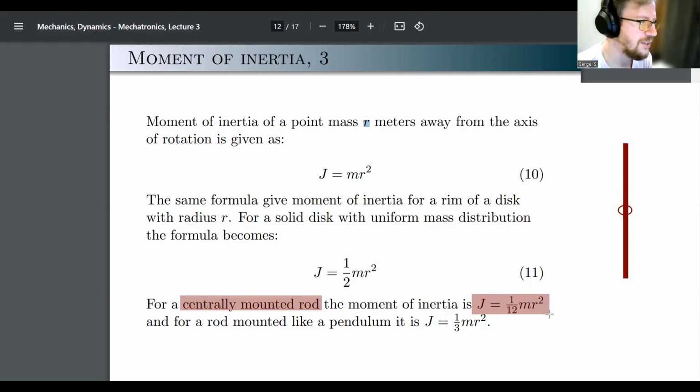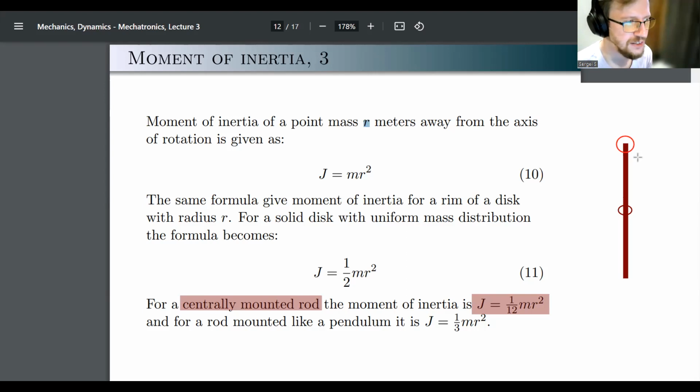You can do the integral with equation 10, over dm, like a small point with a unit mass, and then you can find what you get. You will get this. For a rod mounted like a pendulum, so if we mounted the rod this way, it will be 1/3 of mr squared. So this is an important thing to remember.